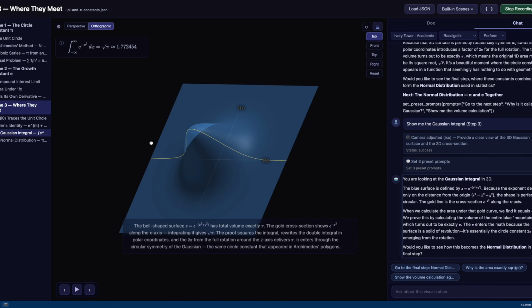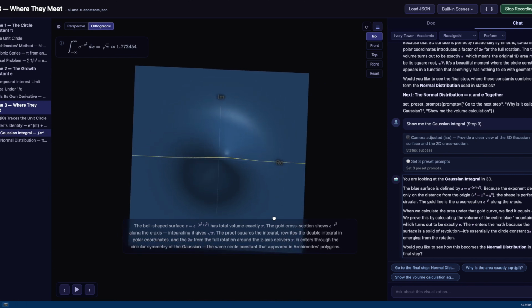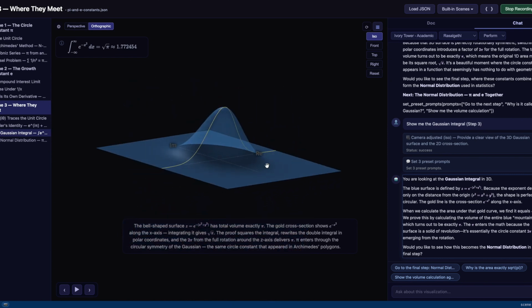The golden line represents the cross-section, e to the power of minus x squared, along the x-axis. When we calculate the area under that golden curve, we find it equals the square root of pi.